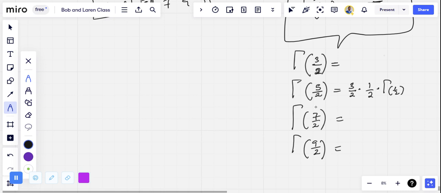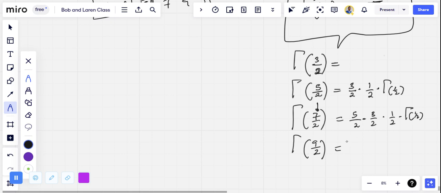For 7, what are the odd numbers that are lesser than 7? 5 first, right? 5 over 2. The next odd number, 3 over 2. The next odd number, 1 over 2. Then finally it's what? Gamma of half. You put root pi. Do you write gamma of half or you write root pi? If you want to skip your steps, put root pi.